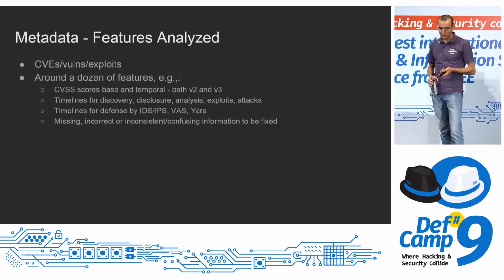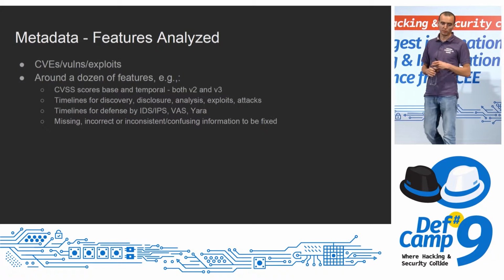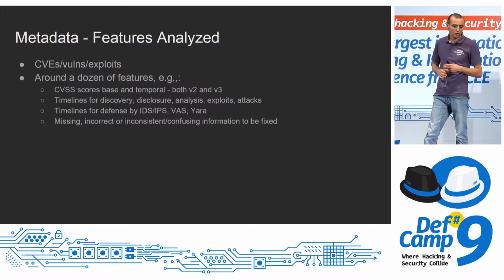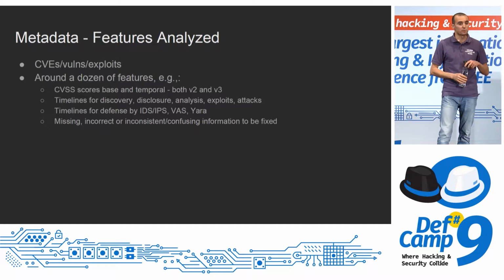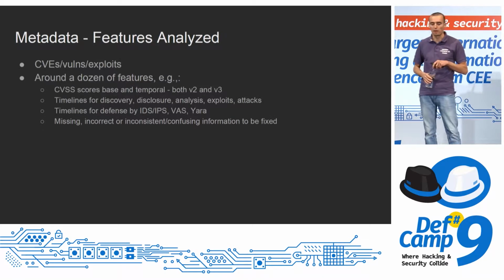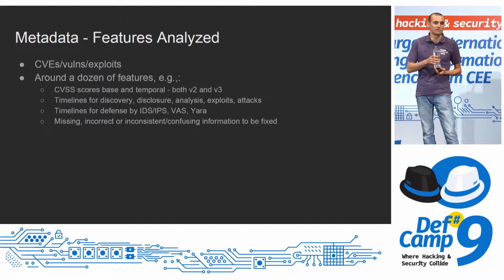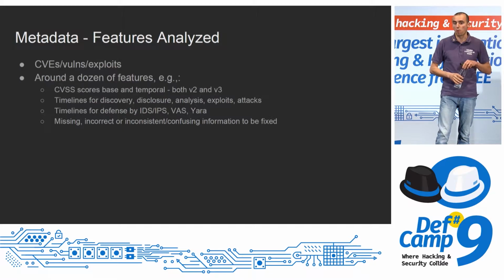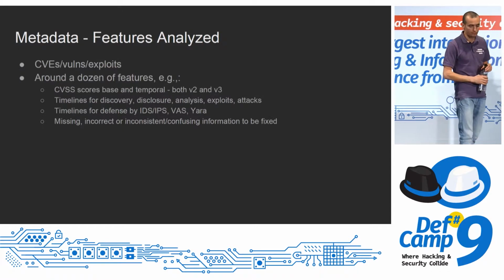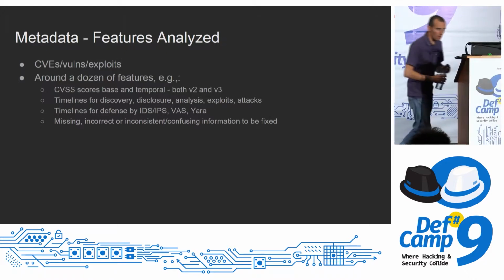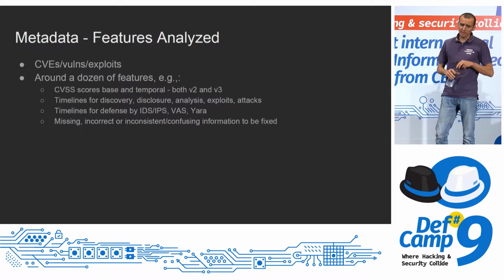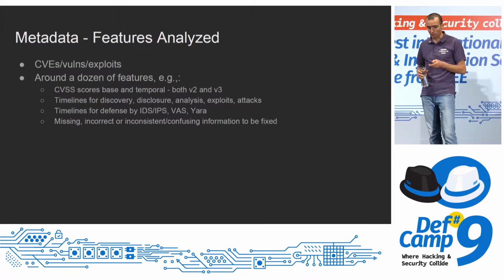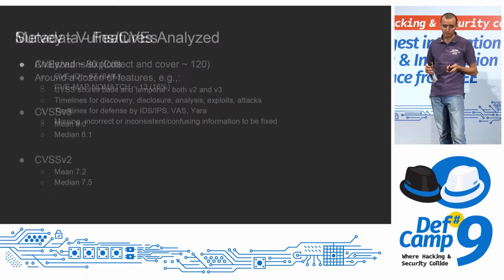For CVEs and vulnerabilities, we collect CVSS scores, of course, and then timelines of discovery, disclosure, technical analysis, and exploit availability for each CVE. Why do we do that? Because we want to see how these CVEs and vulnerabilities evolve, when they are being picked up by IoT malware, and why we cannot defend before that. The same is true for missing, incorrect, inconsistent information for CVEs, vulnerabilities and exploits.